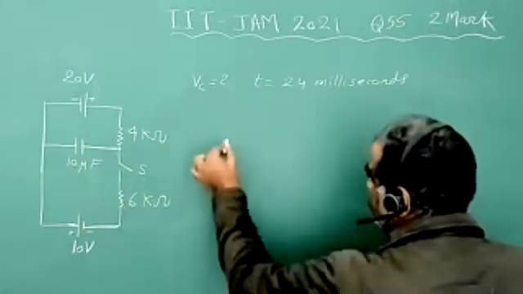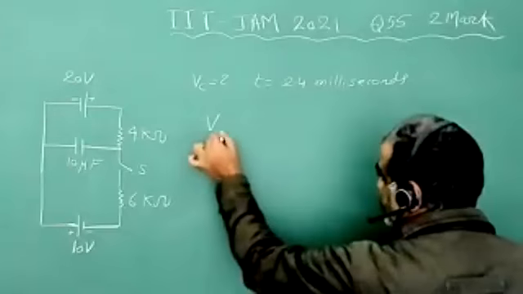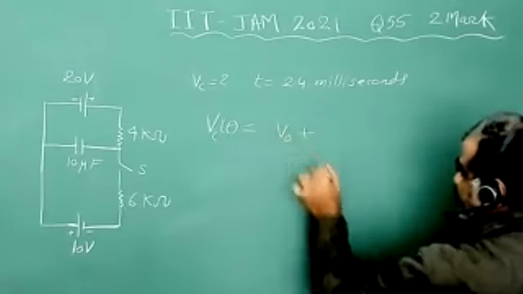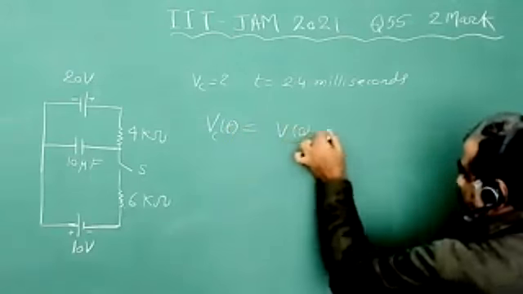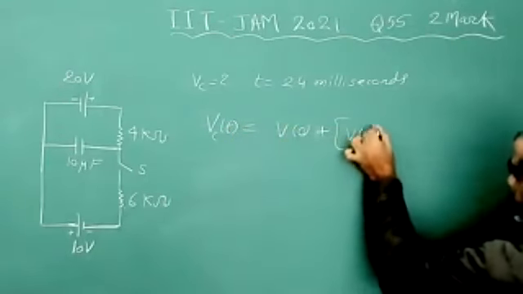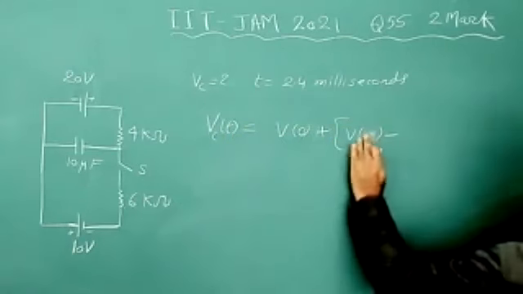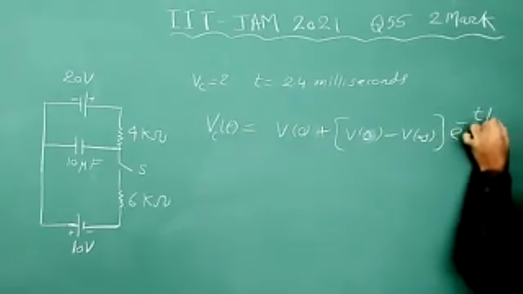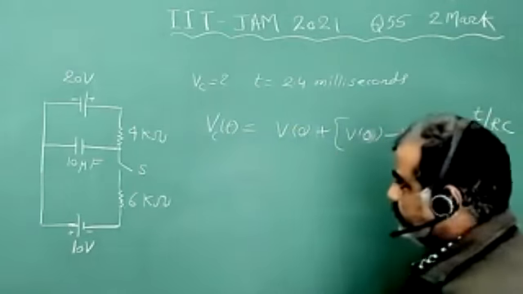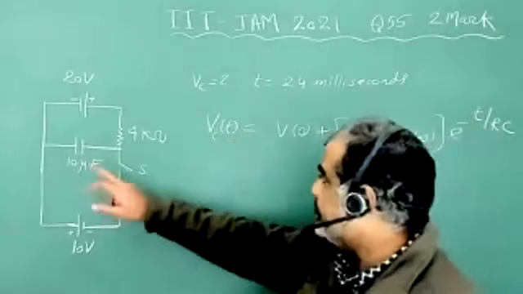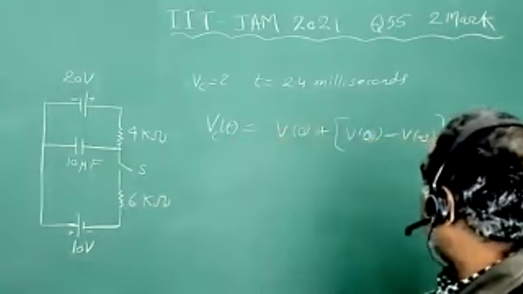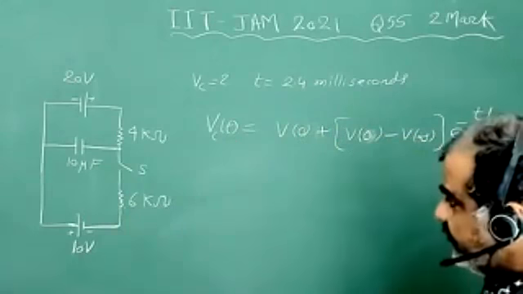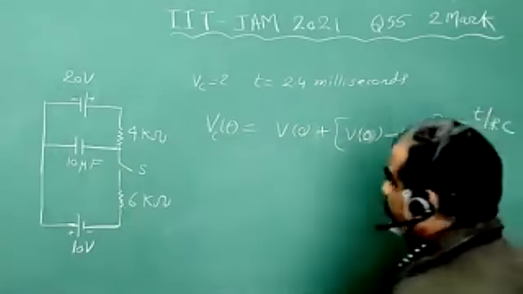First of all, the voltage across a capacitor is given by V at t equals V infinite plus (V0 minus V infinite) into e power minus t upon RC, where V0 is the voltage at t equal to 0. So in order to calculate the voltage across this capacitor after t equal to 2.4 millisecond, I need to calculate the voltage at t equal to 0 and the voltage at t equal to infinite.